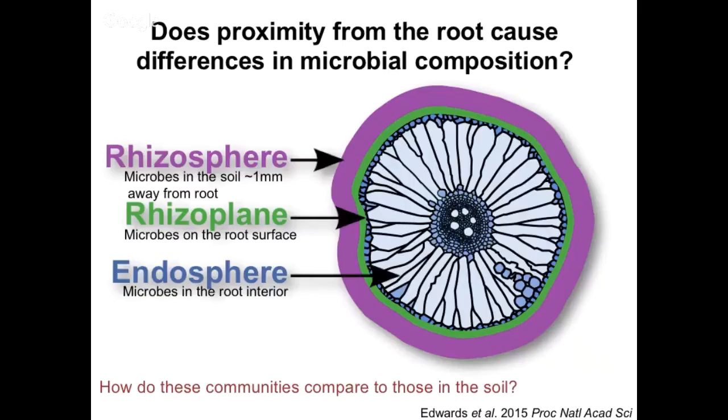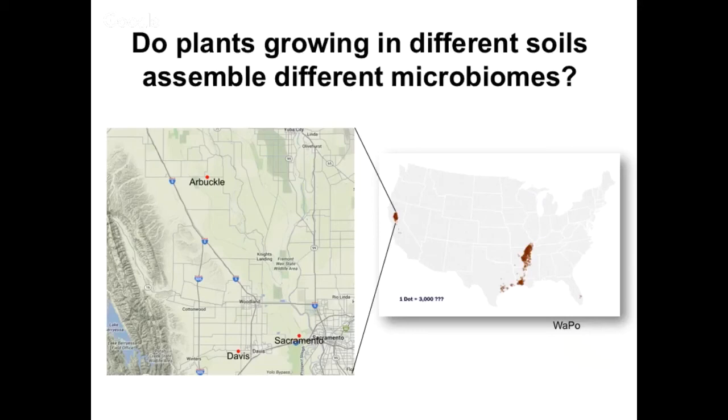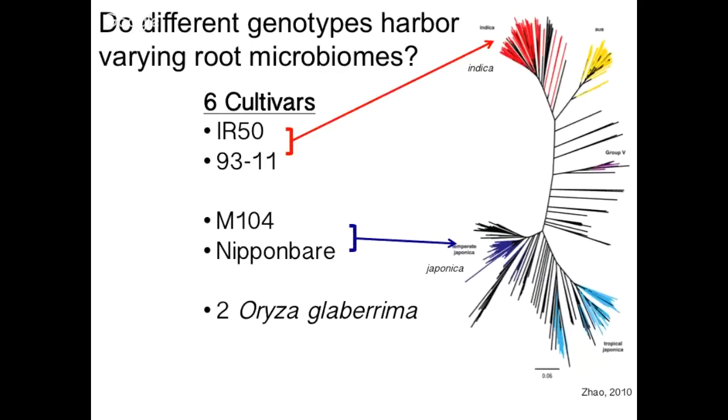So we start out by asking some very basic questions of what do microbial communities look like out in the soil, just outside of the root, so in the rhizosphere, versus these microbes on the root surface, which we call the rhizoplane, and versus those communities that are on the inside of the root or the endosphere. So how do all of these communities compare to what's just out in the soil? Also, let's say you're growing in a field in Davis and a field in Sacramento. Do these different fields have different microbes that associate with the roots? So how does geography affect the microbiome?